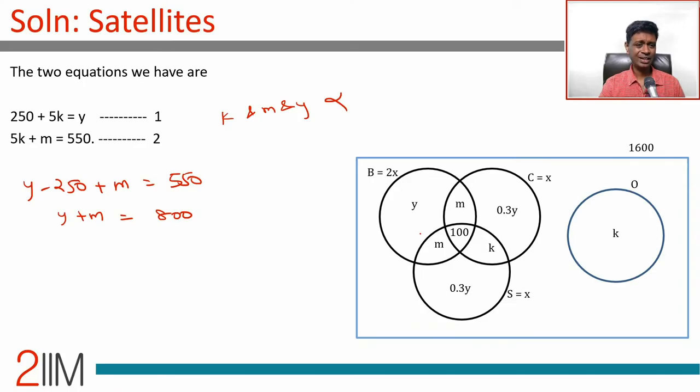That's one other way of framing the same set of equations. Y and M add up to 800. And so another way of writing the same equation. Same two equations, we're combining in a different way. But you haven't got anything more than this. And so we've not dealt with anything with X.